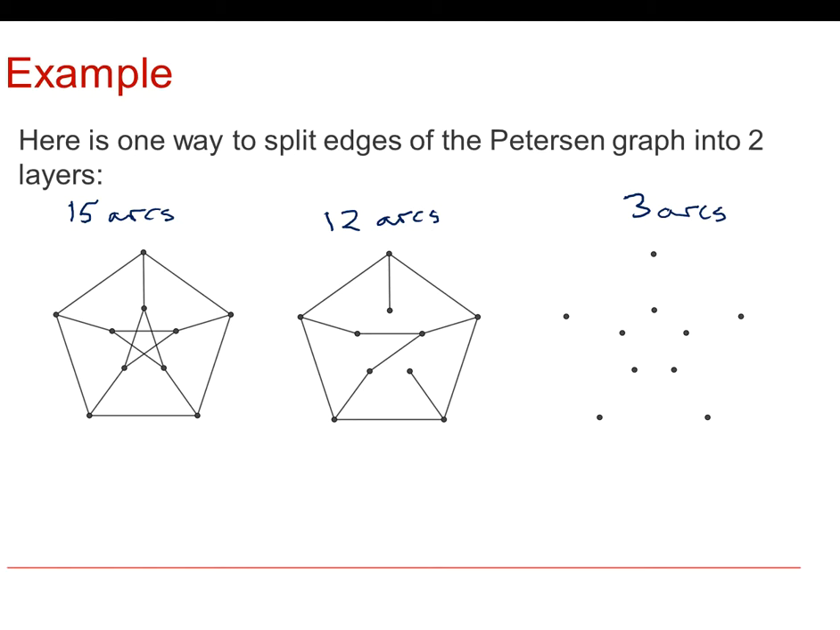So let's put in that arc there, and then we know we need to connect this node to this one. We don't want any crossings, so we can put it in as a curved arc. So 2 layers means that this Peterson graph is also of thickness 2.